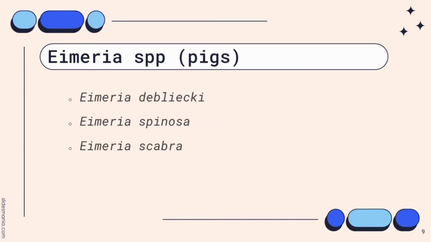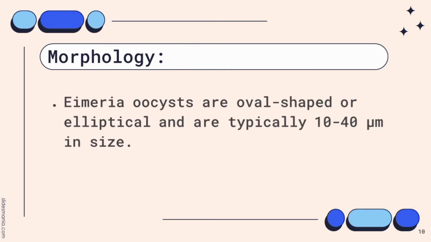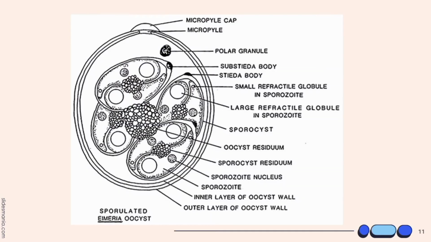For the morphology, Eimeria oocysts are oval-shaped or elliptical and are typically 10 to 40 microns in size. For the structure, the oocyst is well protected from potential dangers in the surroundings by a tough cell wall. Thus, wall-forming structures are contained in the cell, as well as polar caps, micropyles, and other bodies.